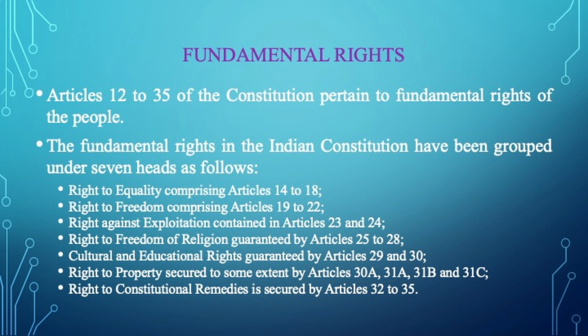The fundamental rights in the Indian Constitution have been grouped under 7 heads: right to equality, comprising Articles 14 to 18, right to freedom, comprising Articles 19 to 22, right against exploitation, contained in Articles 23 and 24, right to freedom of religion, guaranteed by Articles 25 to 28, cultural and educational rights guaranteed by Articles 29 and 30, right to property secured to some extent by Articles 30A, 31A, 31B, and 31C, right to constitutional remedies secured by Articles 32 to 35.